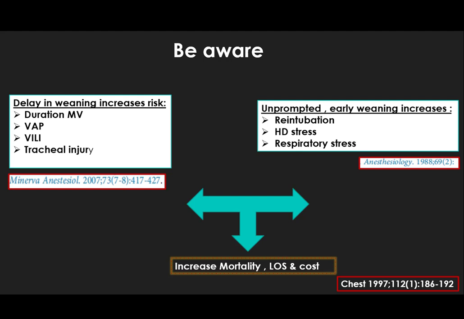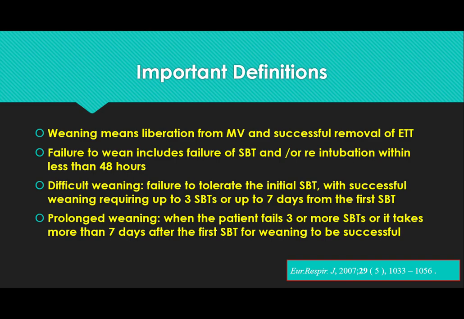Weaning itself should mean that you liberate the patient from mechanical ventilation and remove the tube. It doesn't mean only that you disconnected the ventilator, but whether this patient proceeds to be extubated or not. Failure to wean includes failure of a spontaneous breathing trial and/or reintubation. If the patient requires more than three breathing trials to be weaned, we'll come later to what a spontaneous breathing trial means, or takes up to 7 days from the first spontaneous breathing trial to be successfully weaned and extubated, we call this difficult weaning.